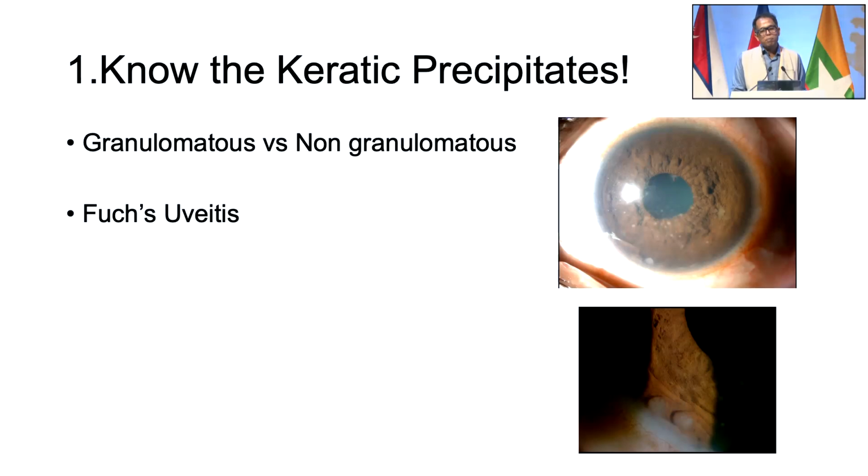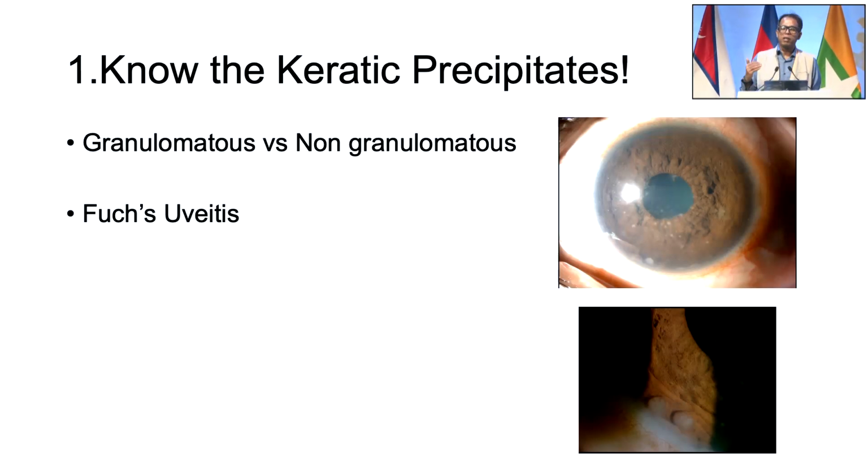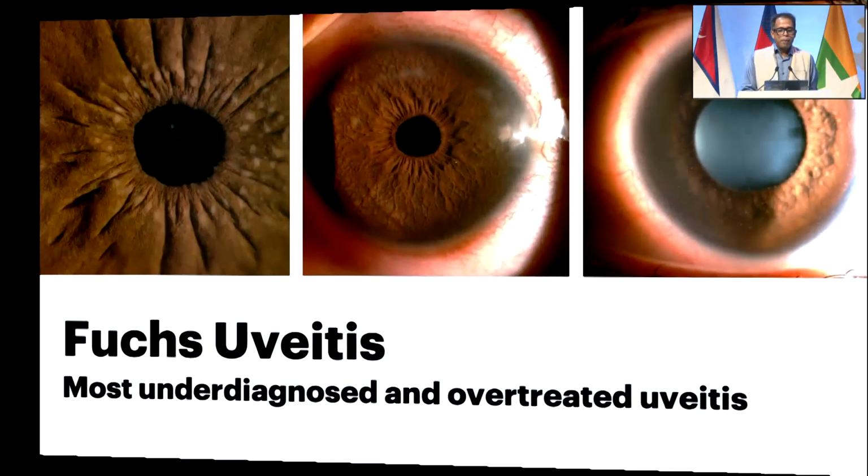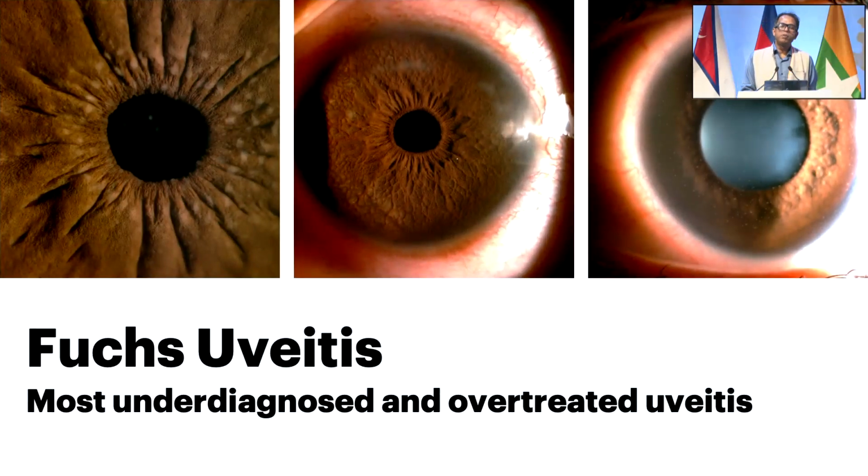Also, another important entity is Fuchs uveitis, which is characterized by the stellate KPs. But you must remember that these KPs add to your diagnosis, but they are not the telltale sign of any particular uveitic entity. Coming to Fuchs uveitis, it is considered the most underdiagnosed and over-treated case of uveitis.